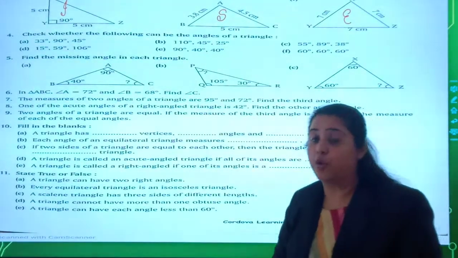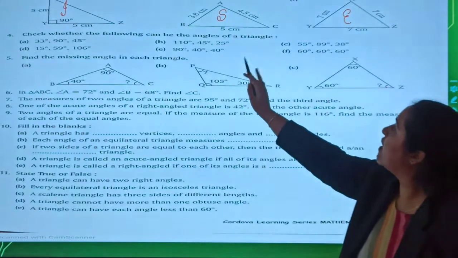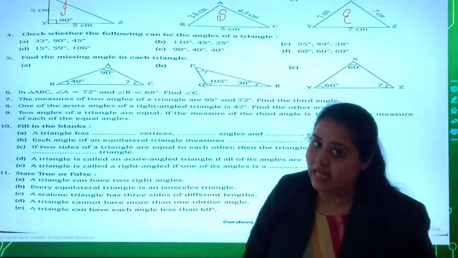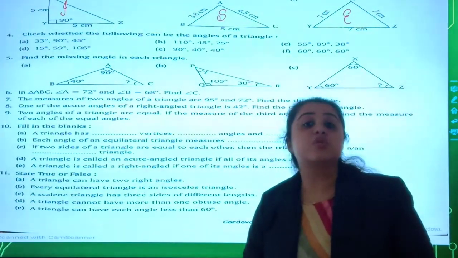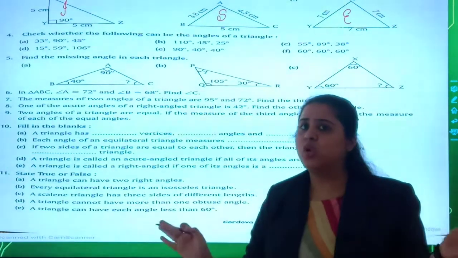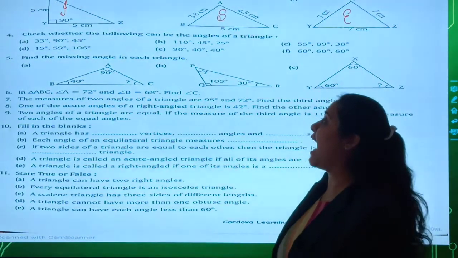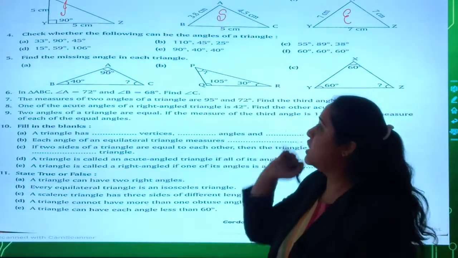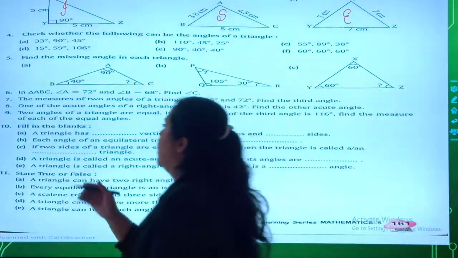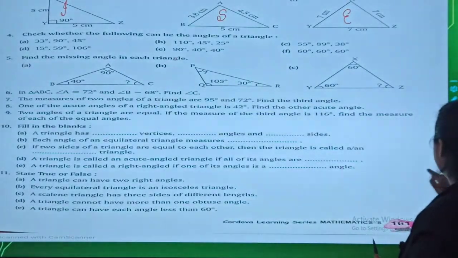Your question number 4 is, check whether the following can be the angles of a triangle. What you have to do is add them all up and see if their total comes to 180, then you can say yes. If no, then no. In question number 5, find the missing angle in each triangle. You will find one missing angle. So students, let's solve this one sum in our notebook.